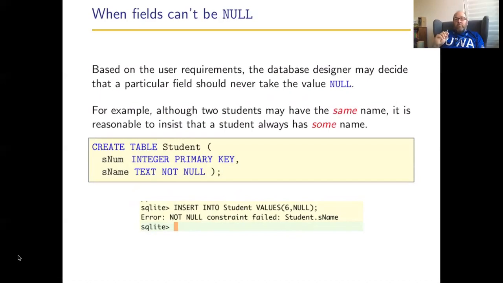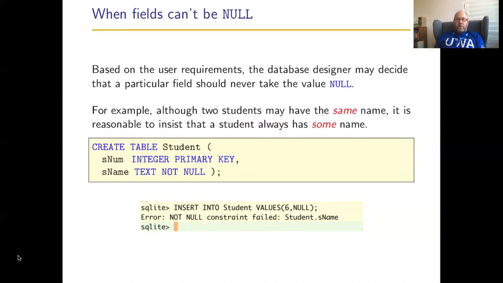So another protective constraint that you can add to your tables is that the database designer may decide that a particular field should never be null. Earlier, we saw that the field mark, we allowed it to be null because we had a sensible use for the concept of a mark that is not yet known. However, there is no sensible use for a student with no name.